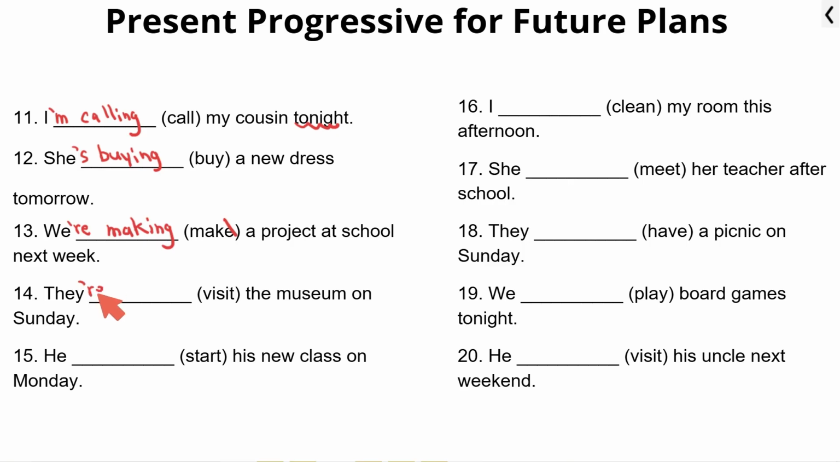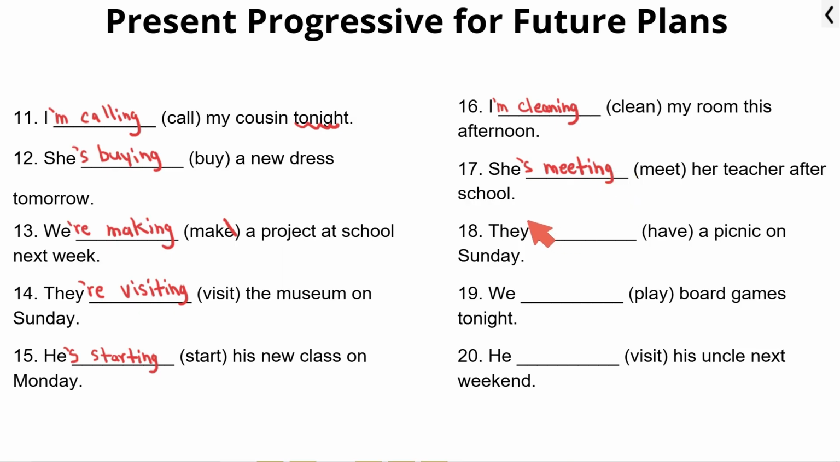They're visiting. Let's add ing to the verb visit. They are visiting the museum on Sunday. He's starting, add ing, he's starting his new class on Monday. Next one, I is no, I are no, I'm cleaning, add ing, my room this afternoon. She's meeting, add ing, she's meeting her teacher after school.